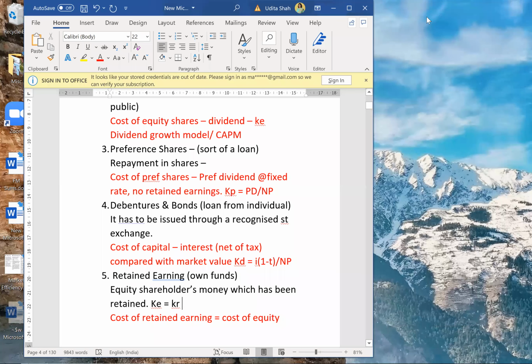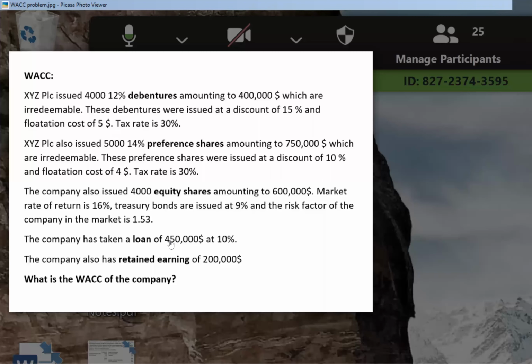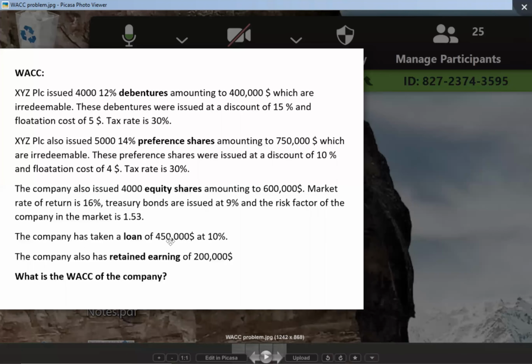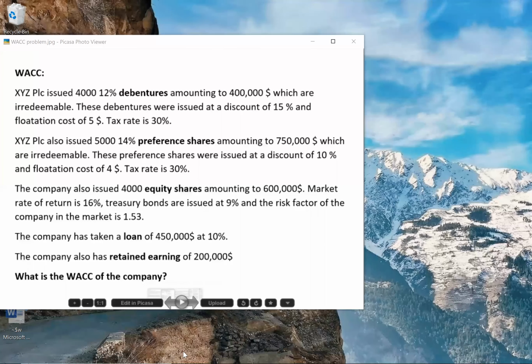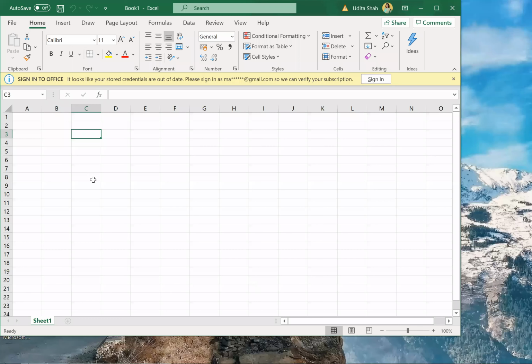So let's quickly solve that problem of ours. WSCC problem. XYZ PLC issued 4,000 debentures amounting to 400,000, which are irredeemable. These debentures were issued at a discount of 15% and flotation cost of $5. Tax rate is 30%. Okay. So I'll drop an Excel sheet. I'll solve this in Excel. Those who have not done it, you can do it right now also along with me.